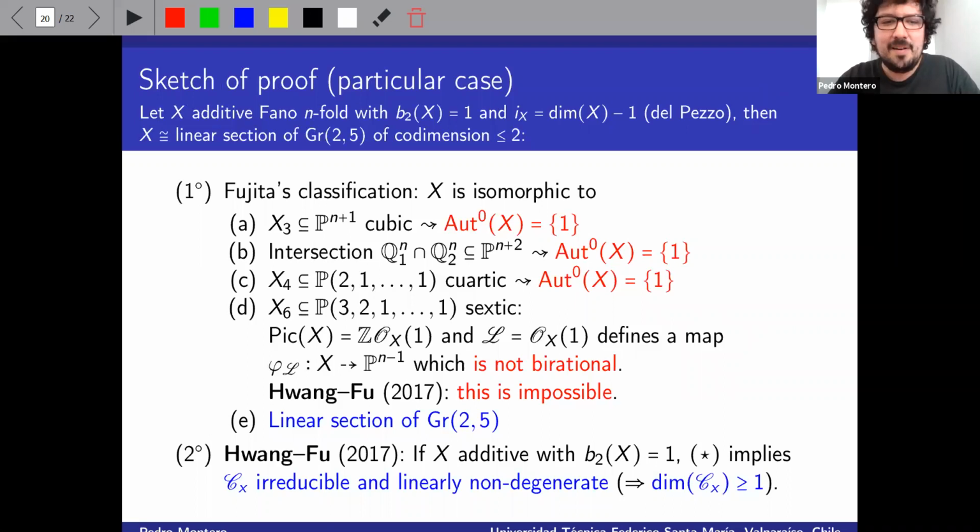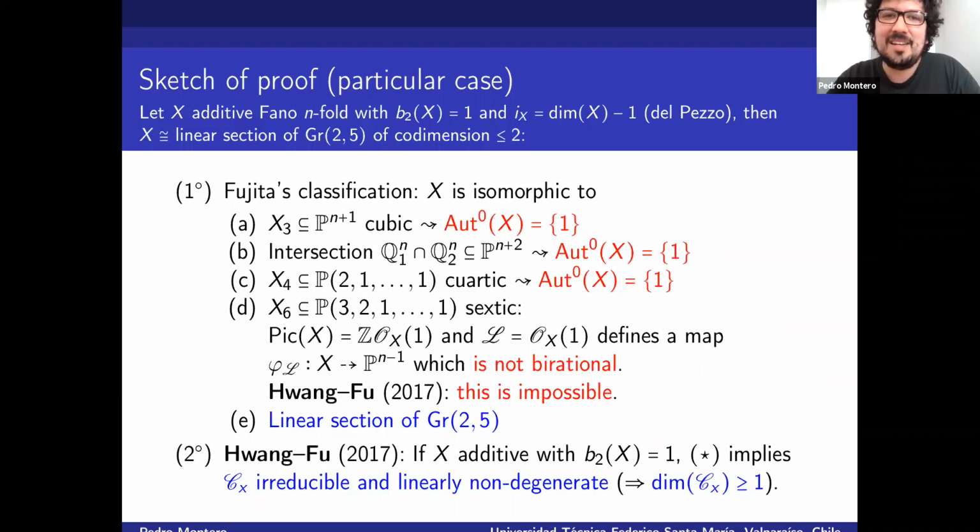So let me very, very briefly tell you how to obtain the following result. Given a Fano manifold of Picard rank 1, which is a Del Pezzo manifold, so the index is dimension of X minus 1, I will show that X has to be a linear section of the Grassmannian Gr(2,5) of codimension at most 2. Okay, so that's the plan for this last 5 minutes.